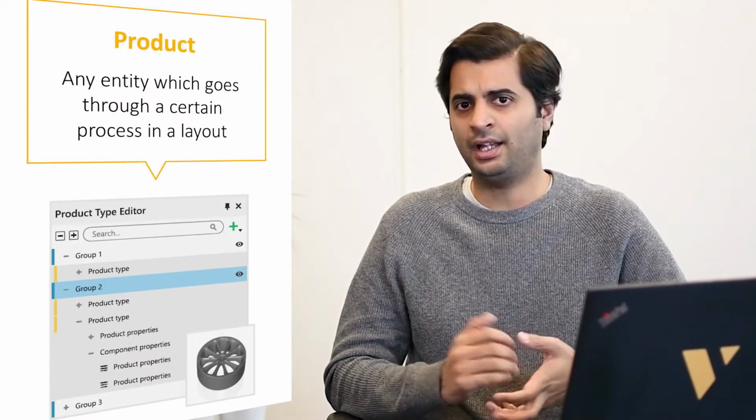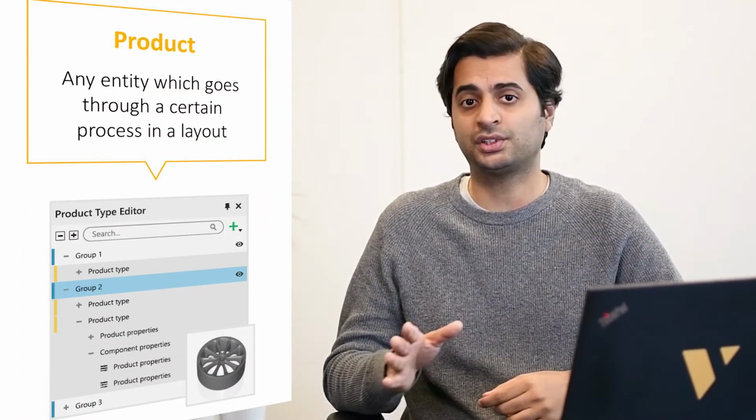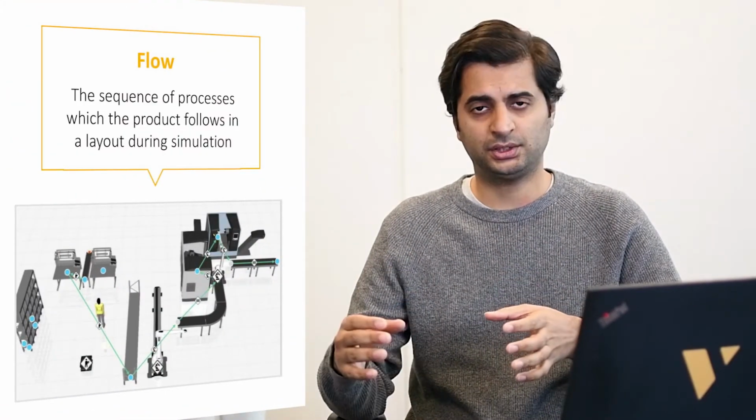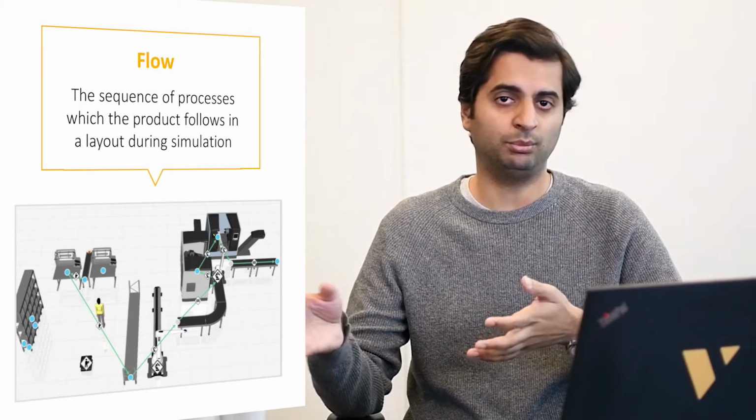Although they are very self-explanatory terms, a product is any item or entity that goes through a certain process in a layout. A process is a set of statements that assign certain behavior to a product. So for example, a product goes into a machine and comes out differently. It's a process that assigns that behavior to that product. And a flow is a sequence of processes that a product follows in a layout during simulation. So a product goes through machine 1, machine 2, machine 3. That sequence of processes is a flow. Okay, now that we know about these three elements, process modeling helps you to manage these elements visually and to help you build your simulations with easier, faster, and simpler workflows.